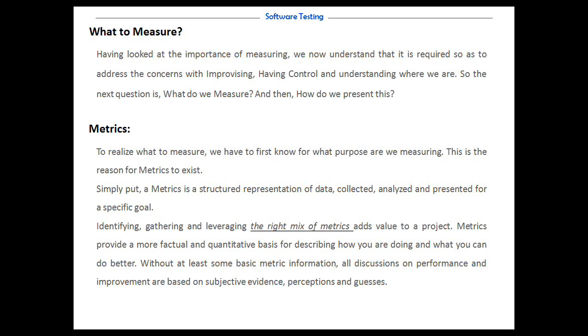Simply put, a metric is a structured representation of data collected, analyzed, and presented for a specific goal. Metrics provide a more factual and quantitative basis for describing how we are doing and what we can do better. Without at least some basic metric information, all your discussions on improvement, where we currently stand, are just subjective evidence, perceptions, and guesses. There is no quantified data to substantiate what you're discussing about. That is why we need a metric.